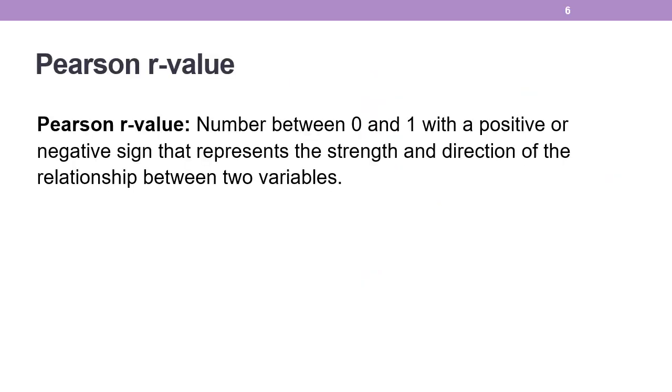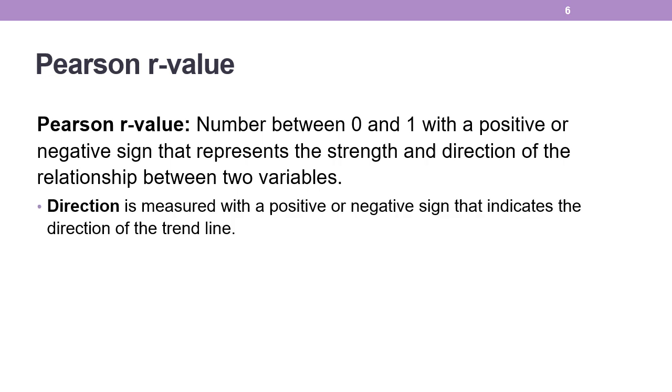So the Pearson R-value. The Pearson R-value is how we measure correlations. It will be a number between 0 and 1 with a positive or negative sign. If it's positive, there would be no sign, but if negative, there would be a negative sign, and that would represent the strength and direction of the relationship between two variables. So direction is measured with a positive or negative sign that indicates the direction of the trend line. If the line goes in an upward direction, it's positive, and there would be no sign there. And if the trend of the points is downward, it would be negative, and we would see a negative sign.